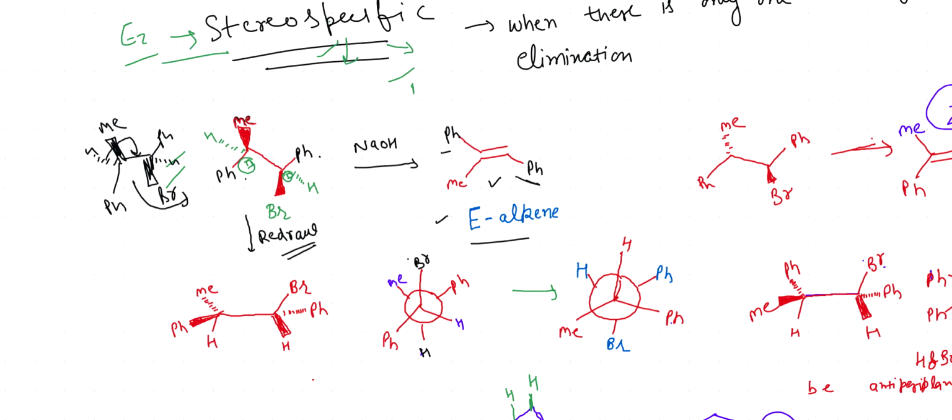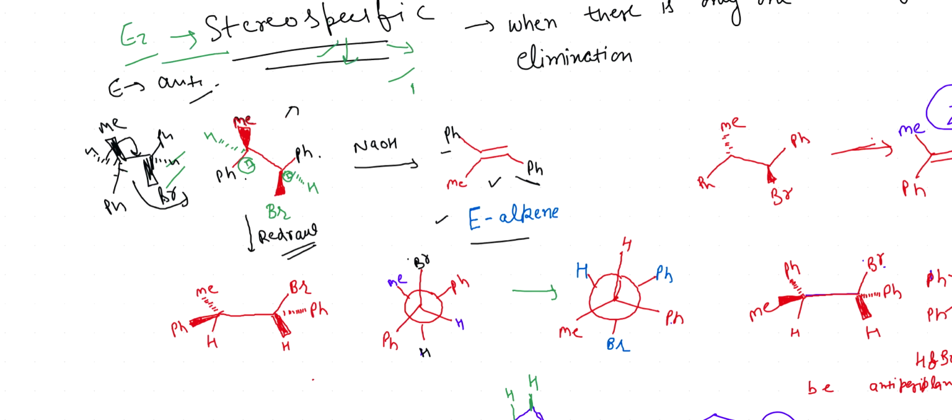You can see this here. The hydrogen and bromine, these are not periplanar to each other. So the condition for the E2 mechanism should be anti-periplanar. So first of all, we have to convert this structure into the anti-periplanar structure. So to convert it to the anti-periplanar structure, we have redrawn this structure.